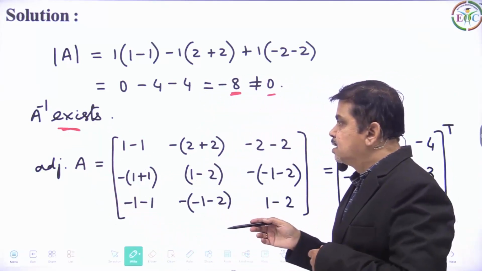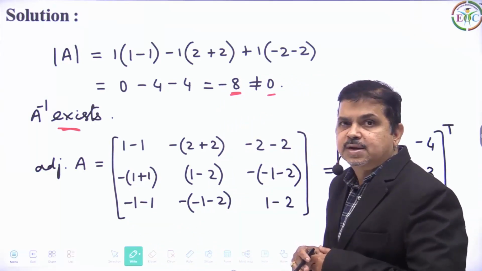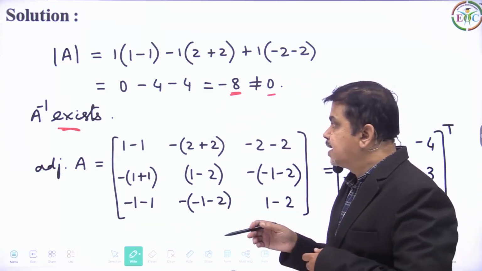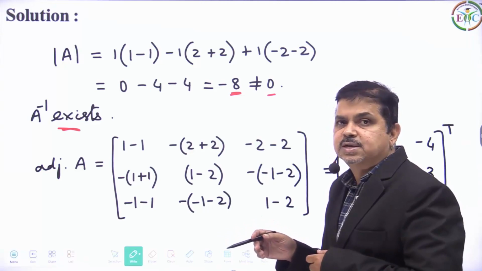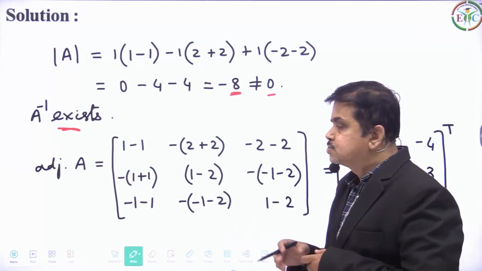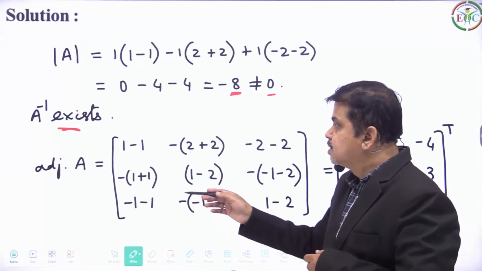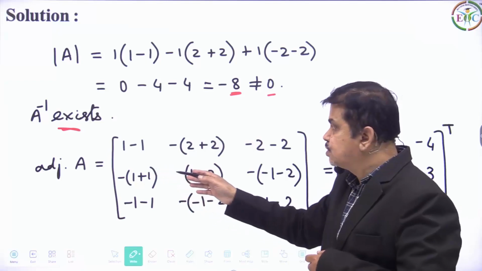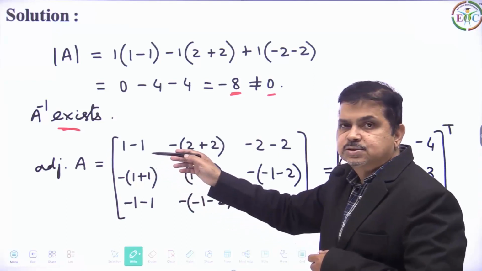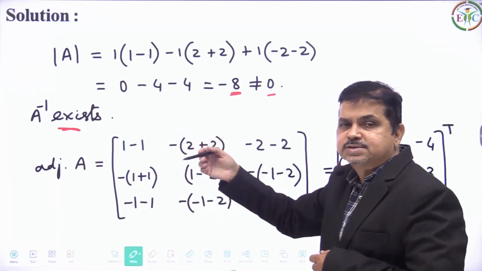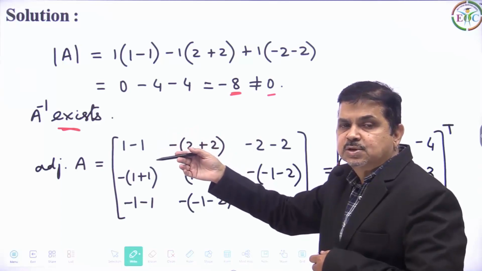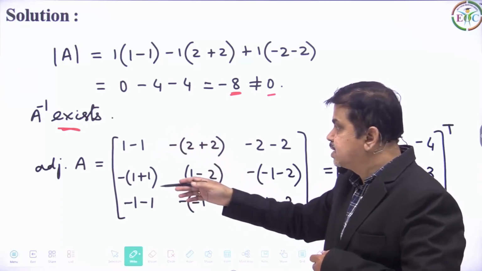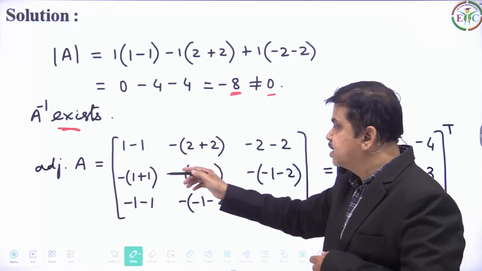Now to find the adjoint of A, we have to find the cofactors of each of the elements of the matrix A. As discussed in the previous examples on the same matrix method, we can write down the cofactors as shown here.